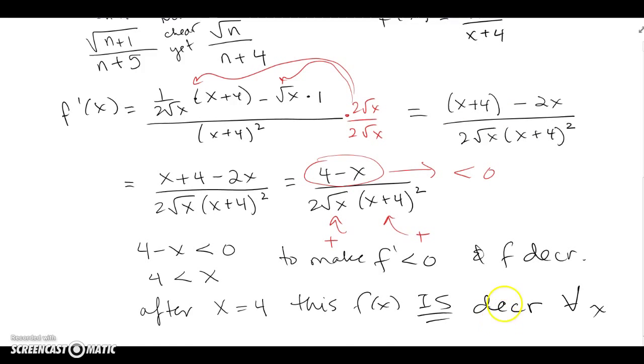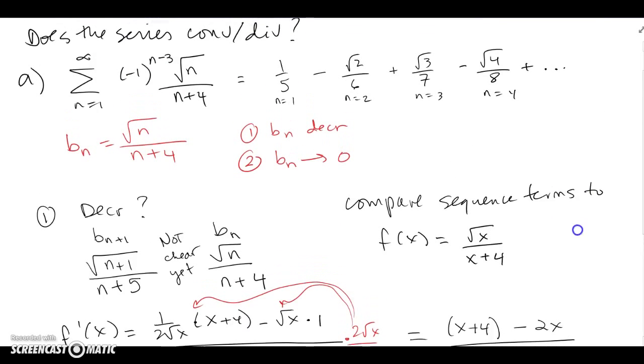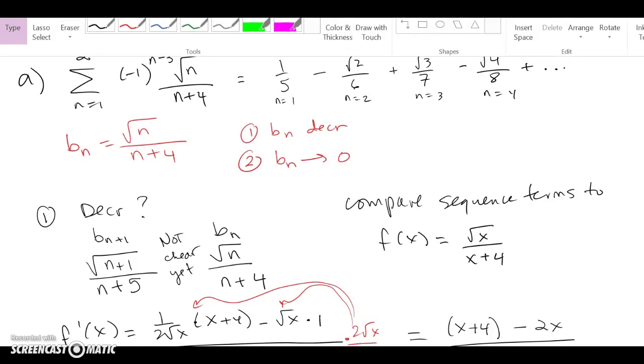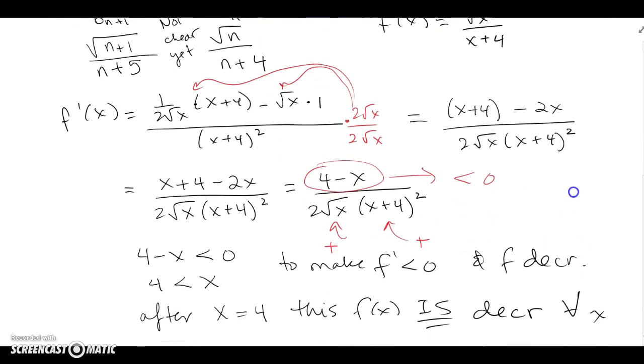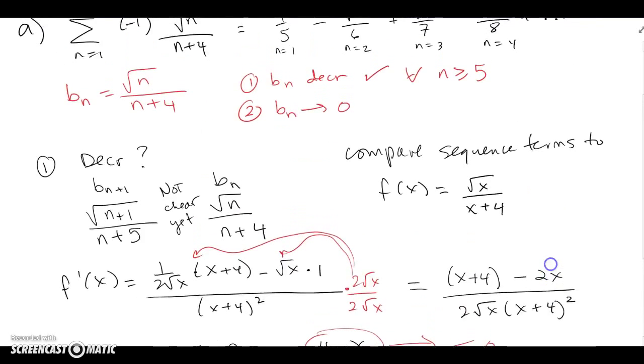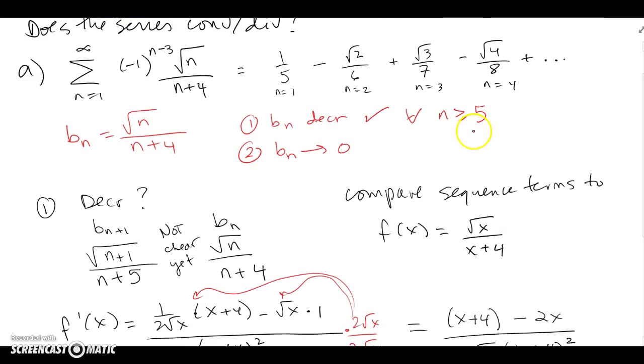So it is decreasing, which means item number 1 is checked. Bn is decreasing for all n, let's say greater or equal to 5, because it was decreasing after 4. For it to be negative, it happened for all the x values bigger than 4, in other words. So for all n greater or equal to 5, this thing really is decreasing. Remember, we said eventually, so it applies here.